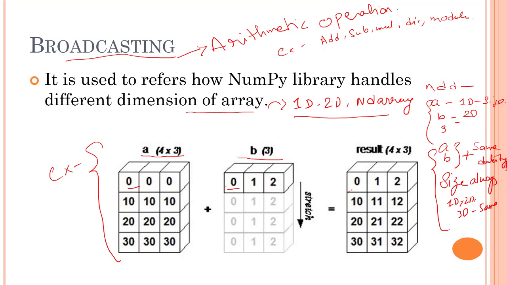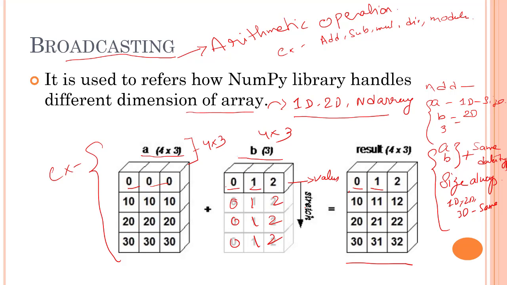So it takes a 0. Then move to 0 plus 1, it's 1. Same way 0 plus 2 is 2. Now move to 10. If you observe, here it's 10, 11, 12. So because the first variable is 4 cross 3, by default it will take 4 cross 3, and you are giving this, but for the other rows which are not there, by default it takes the same values that are in the first row. Now it will add them and give you this result. So this is what broadcasting is mainly used for.